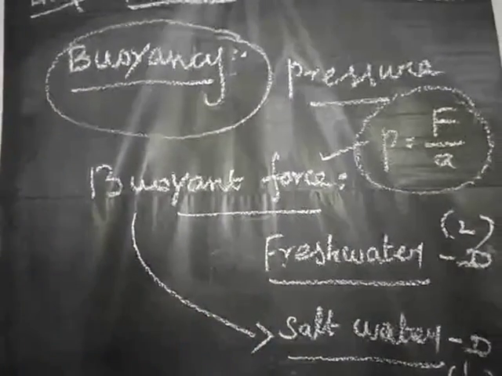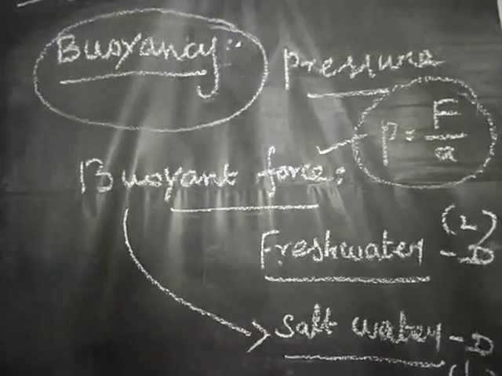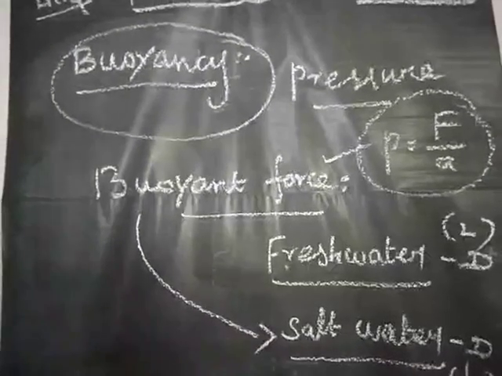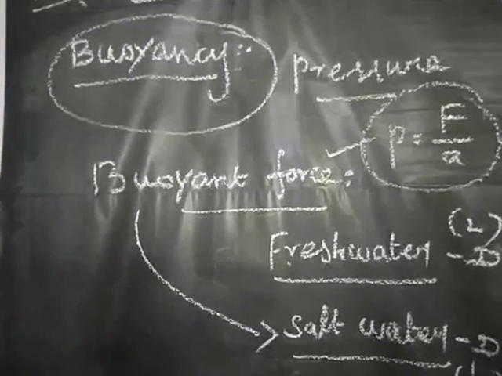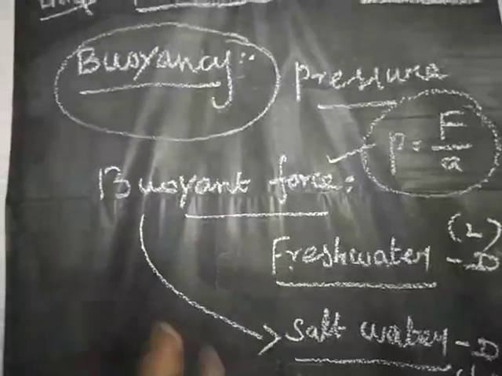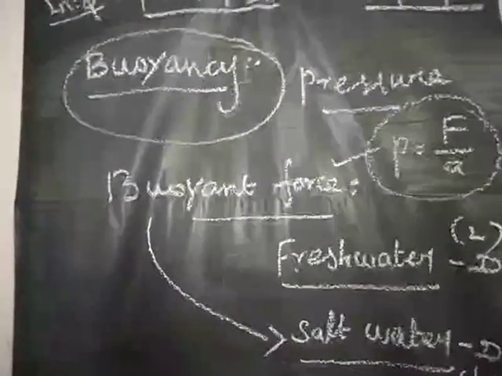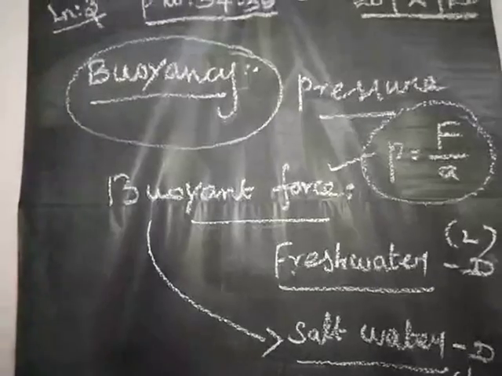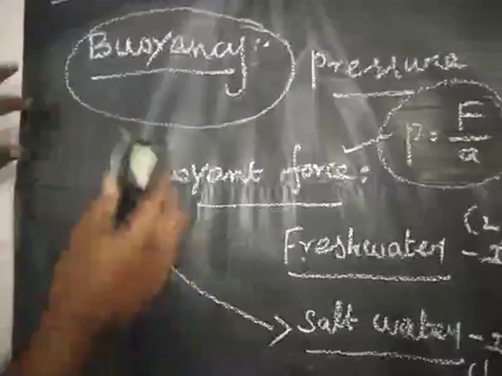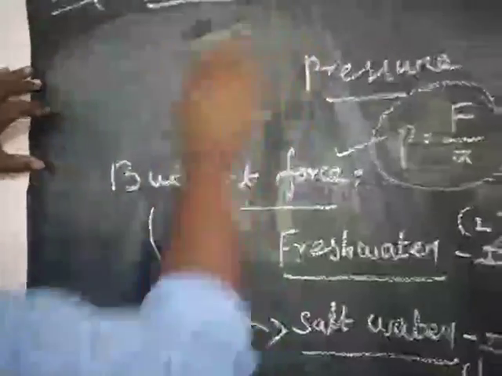What are the examples of positively buoyant objects? Wood and some plastics. These are the examples of positively buoyant and negatively buoyant objects. Next, the Cartesian diver.